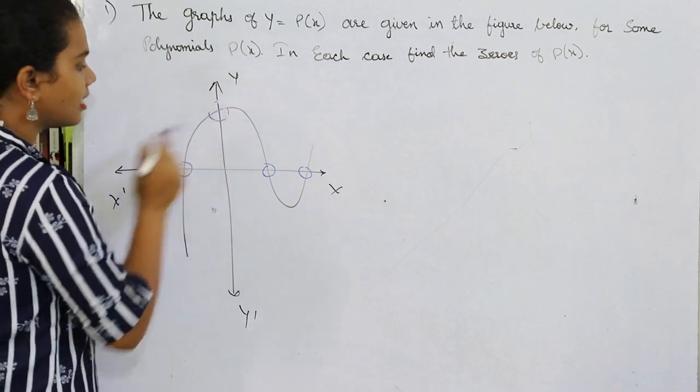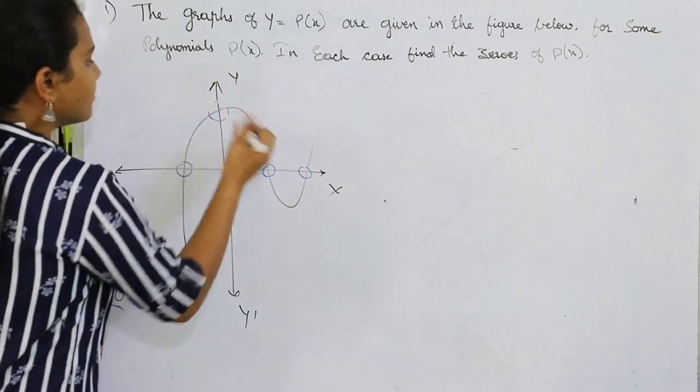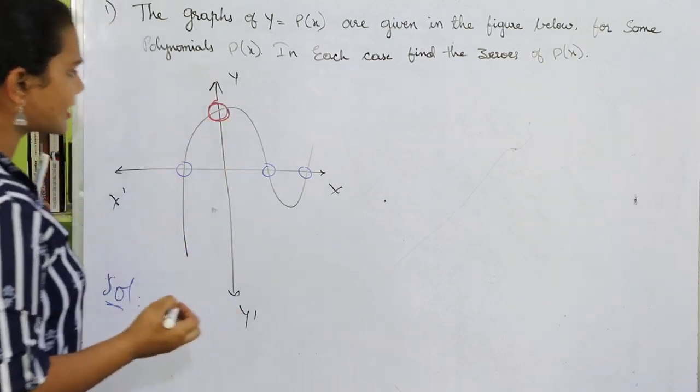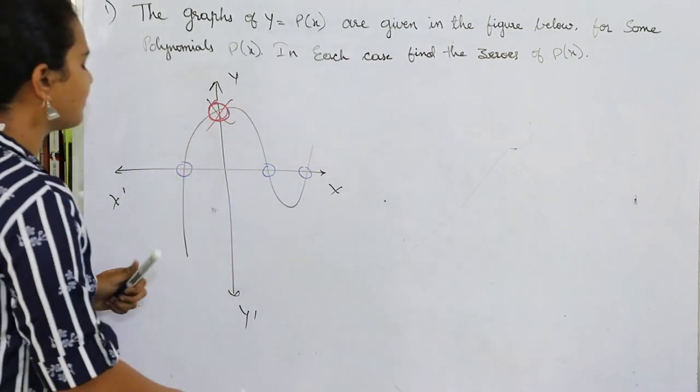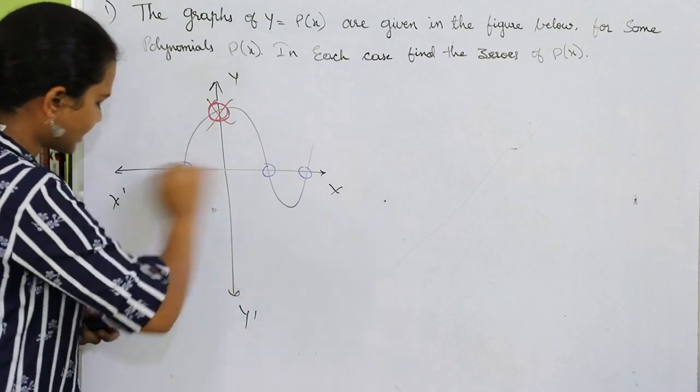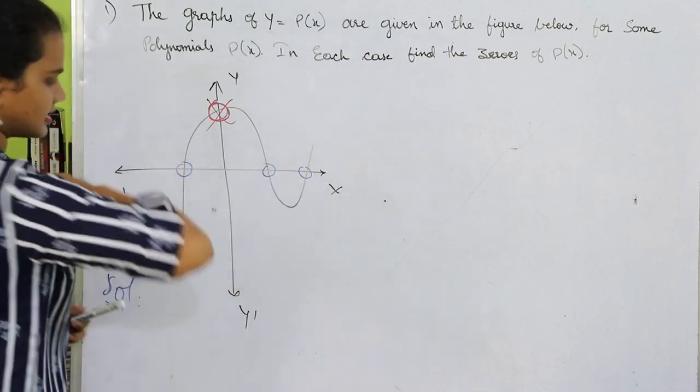But no, guys, here it's not intersecting the x-axis, it is intersecting the y-axis, so don't consider this point. Consider only these 3 points. Why? Because here this is intersecting the x-axis. This is the x-axis.